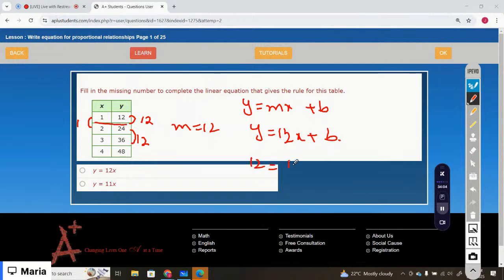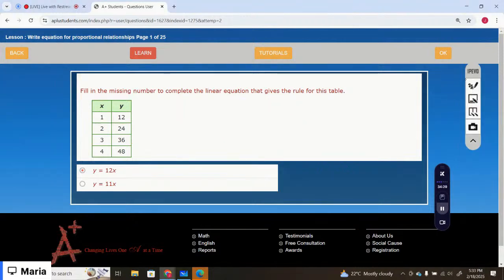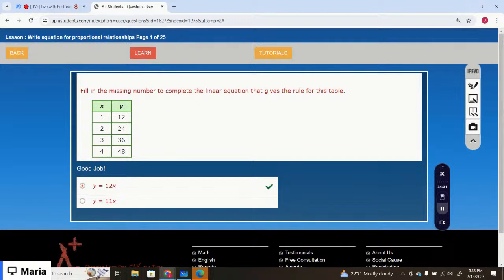Y equals 12, x equals 1. 12 minus 12 is 0, so b is 0. The equation is y equals 12x. The correct option is option number 1, that is y equals 12x.